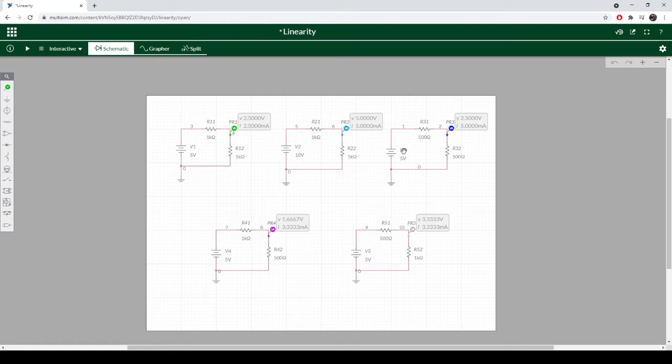And so you can see here, back at the 5 volts, if I reduce my resistance, I get the same voltage at it, but my current goes up because of the inverse relationship due to Ohm's law.